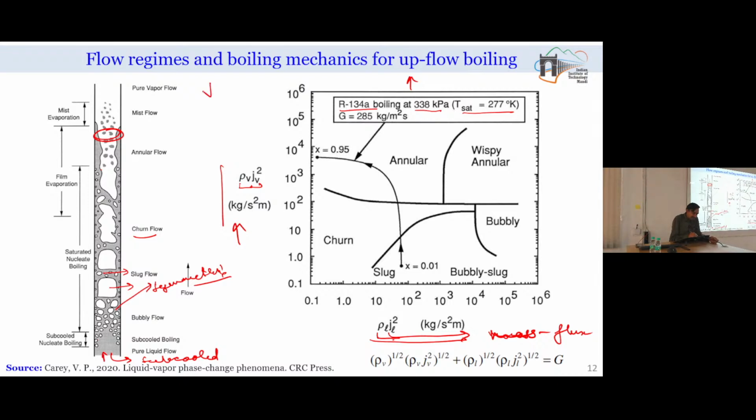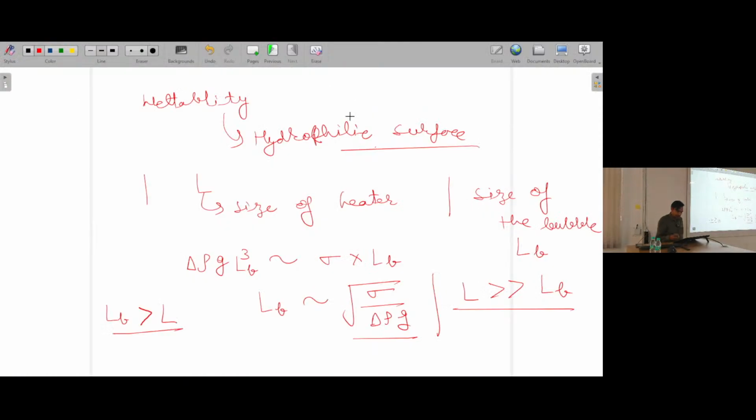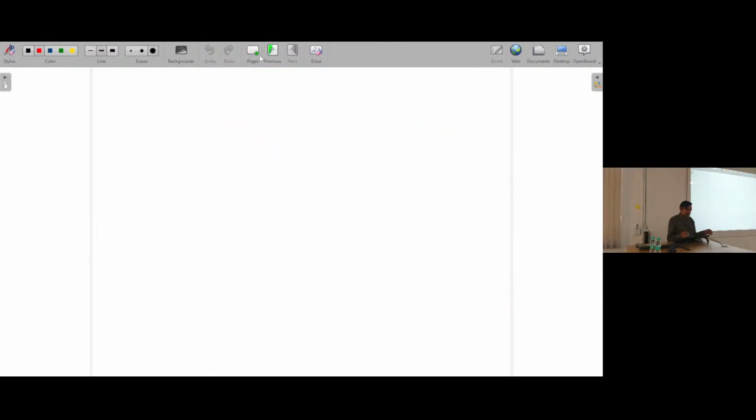So what is JL and JV? Let me explain these two terms. These are nothing but the superficial velocities. If you know about superficial velocities, then probably I will not discuss it. But if for some of you this term is new, then let me explain it a little bit. Maybe I will give a brief idea about superficial velocity as well.